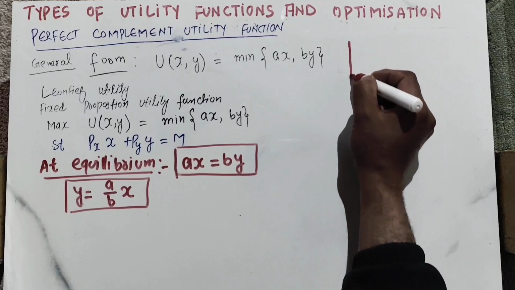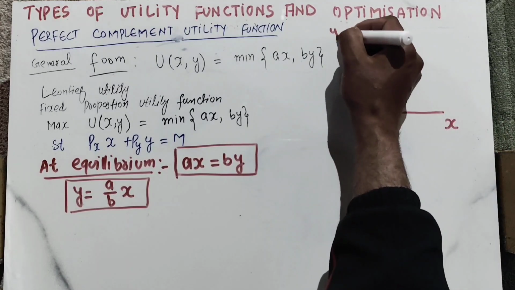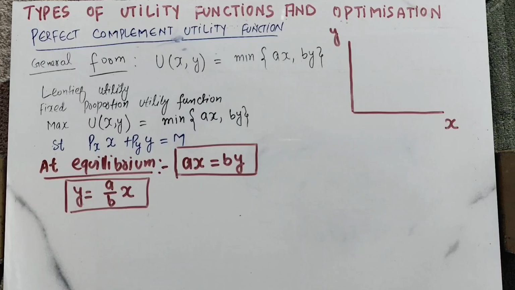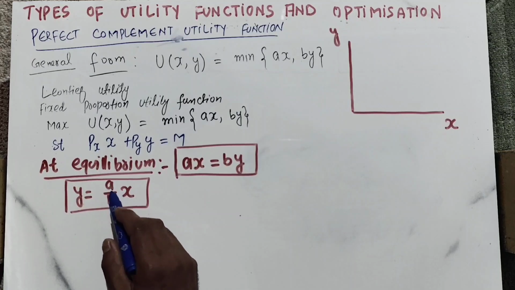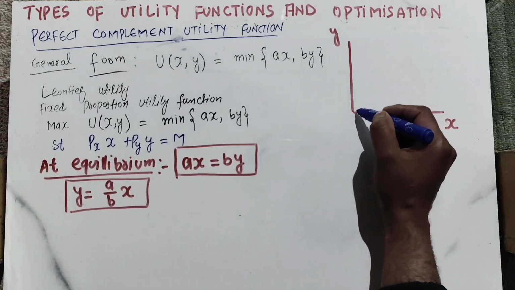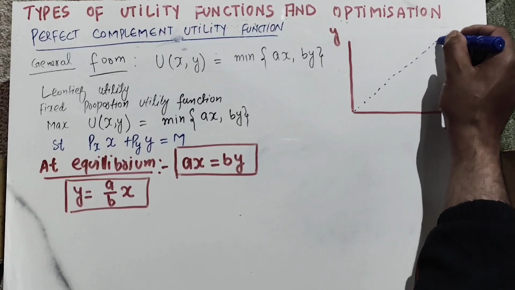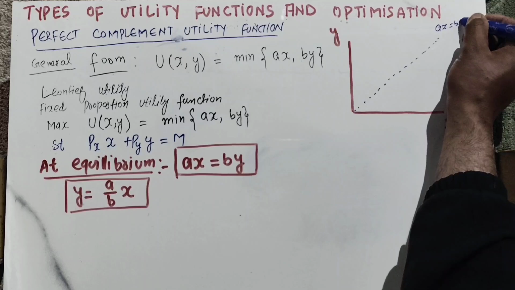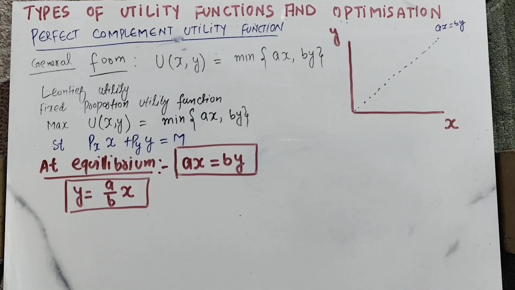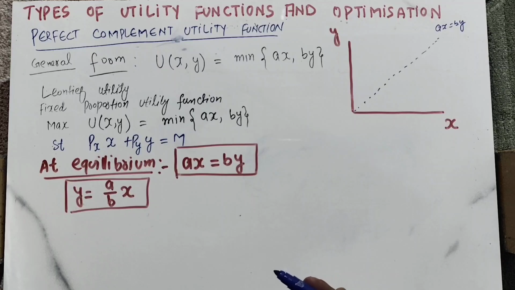Graphically, if I draw a simple graph here, we have x on the horizontal axis, y on the vertical axis. So at equilibrium, what happens? The equilibrium bundle will lie where y is equal to a upon b x. That means this very line denotes ax is equal to by. So our optimal bundle will lie at that very point.